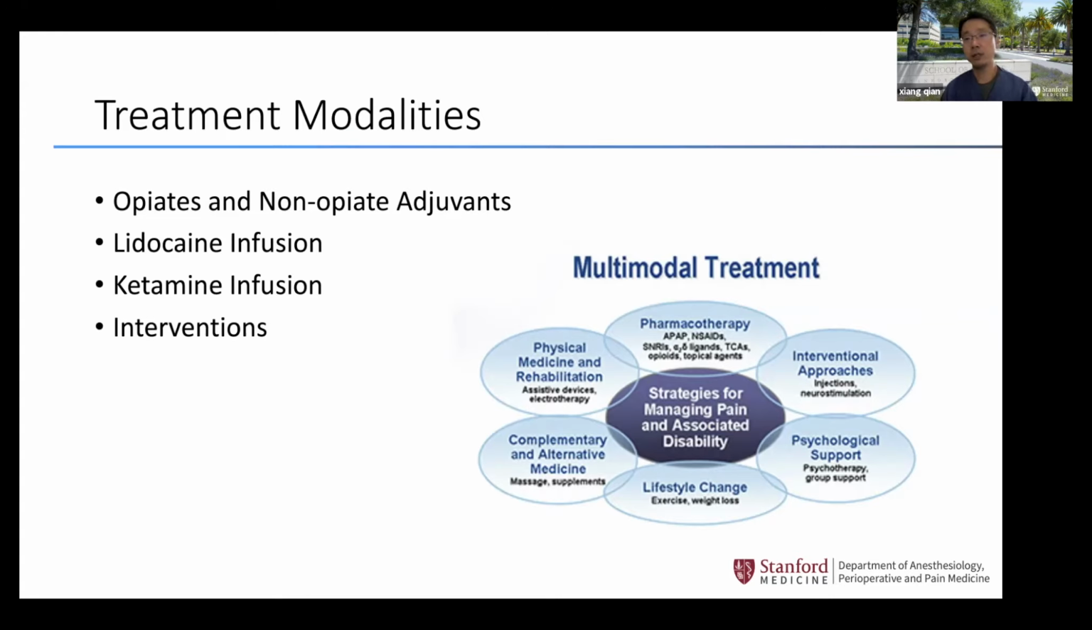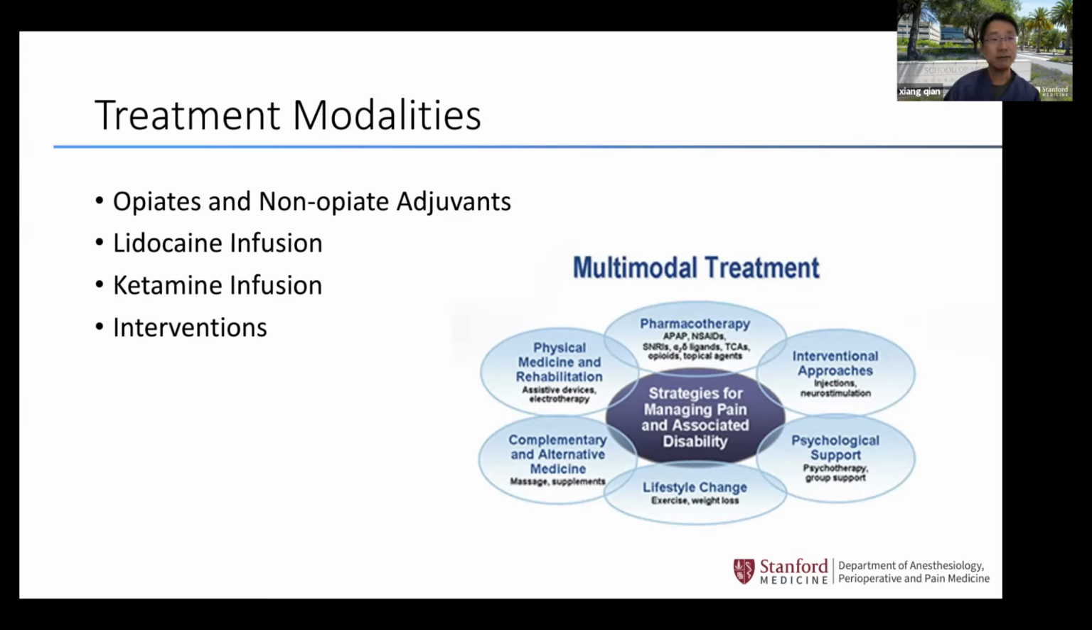So once we learn about their clinical features, we give them a definitive diagnosis, we give them a differential diagnosis, and the first line treatment is oftentimes medical management. And this is how we treat our patients. It's a multimodal treatment, right? So the first line is pharmacotherapy.